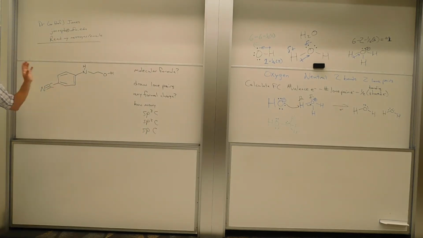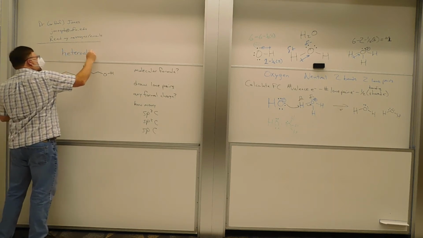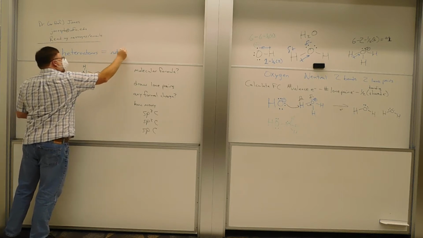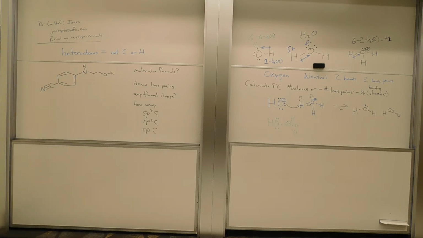This is an organic molecule, and we call it an organic molecule because most of the skeletal atoms are carbon. It's got some nitrogen, it's got some oxygen, it's got hydrogen. Pretty much every organic molecule is going to have some hydrogen. Some terminology: the atoms that are not C and H are called heteroatoms. So nitrogen and oxygen in this case.